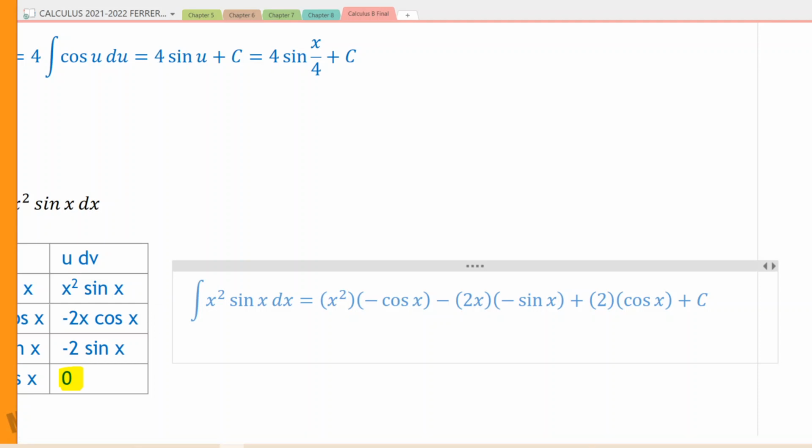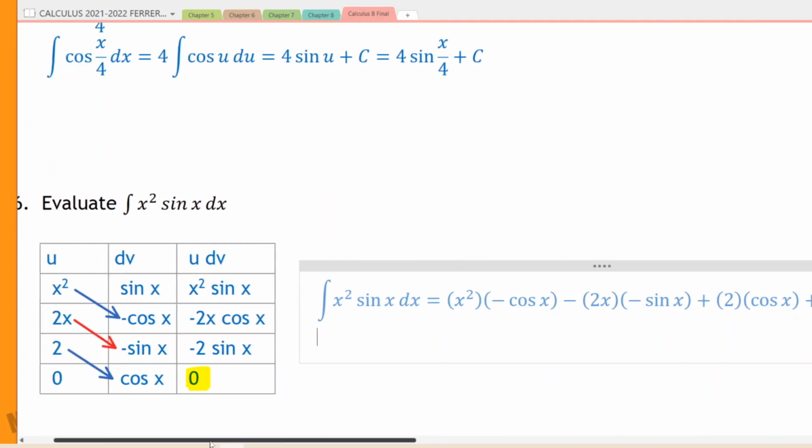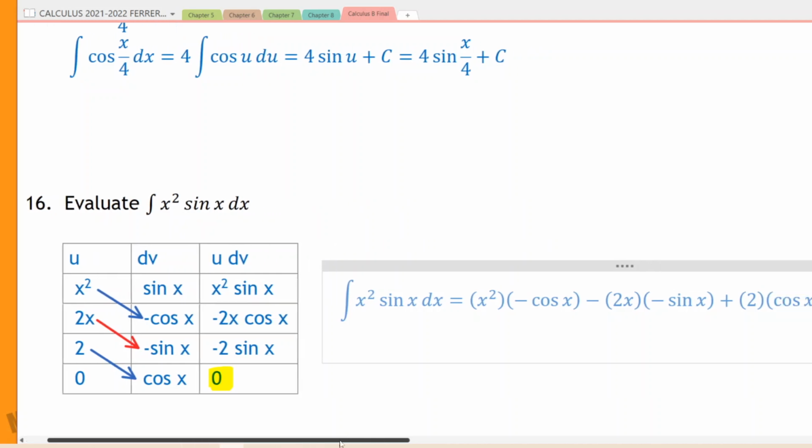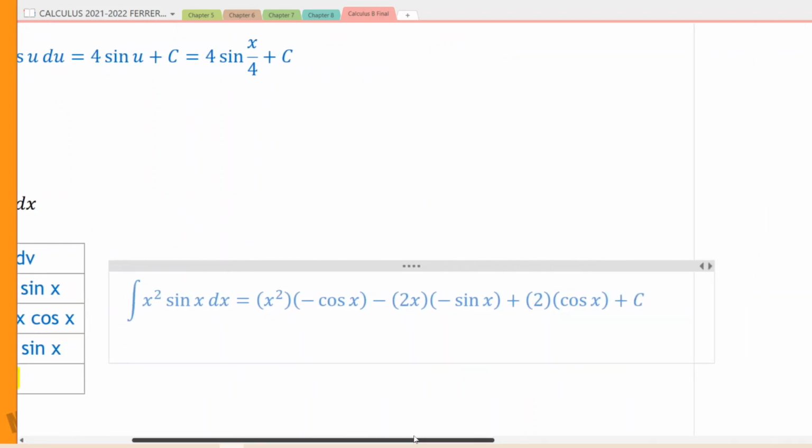Now we can set about simplifying things. I actually should mention that at the bottom here, in this last column, we got a 0. So we actually don't have to do any further integration. That's the reason why we like to get those zeros. Now that we've done that, let's do some simplifying.